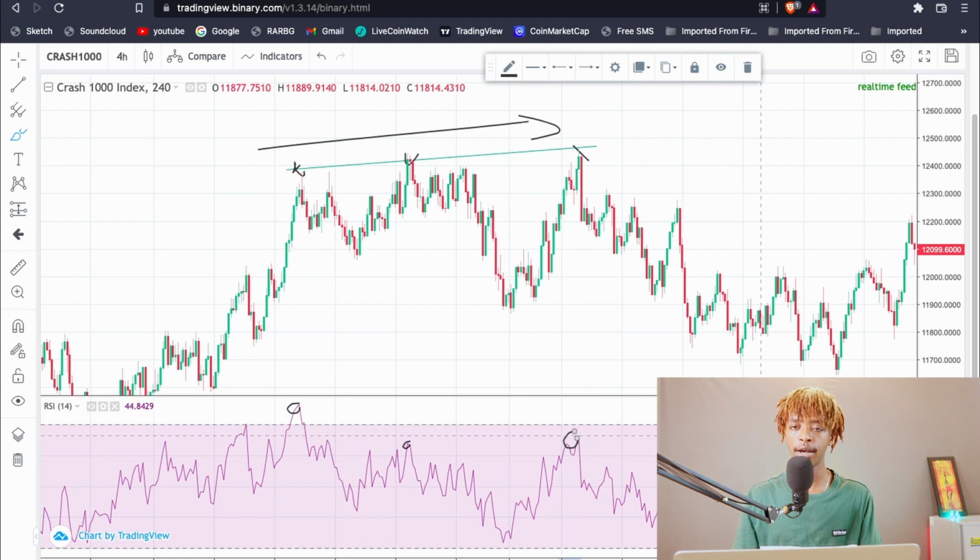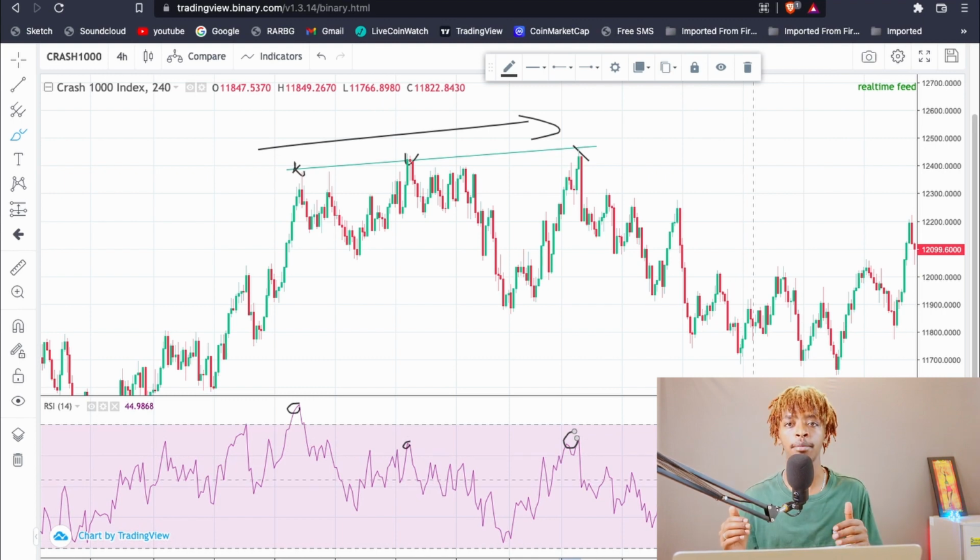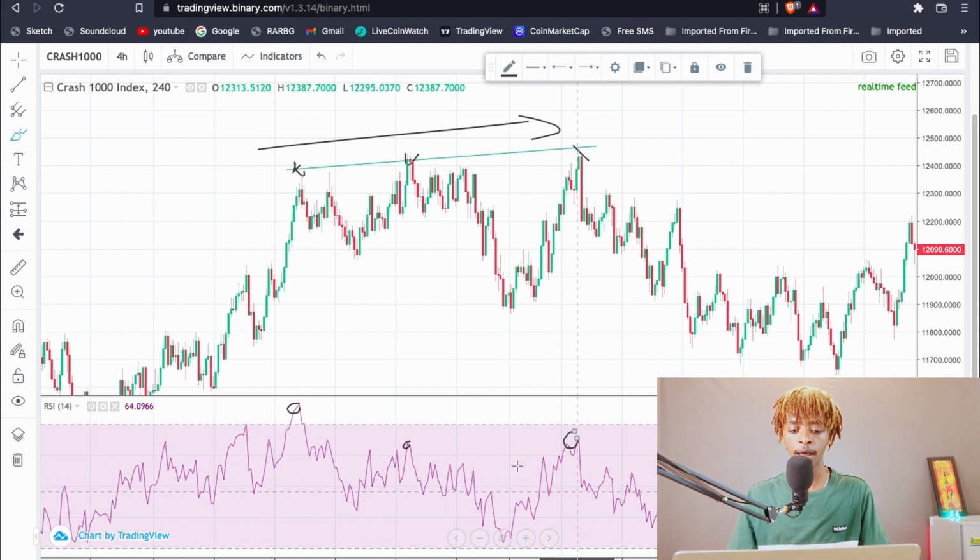So RSI, we have two levels. The minimum point is 0 and the maximum level on RSI is 100. But you can put these lines over 30 and 70 because the average lowest point in RSI is 30 most of the time. Market bounces from the 30 level and market gets rejected from the 70 level. So you can put 30 and 70. Now we have these points.